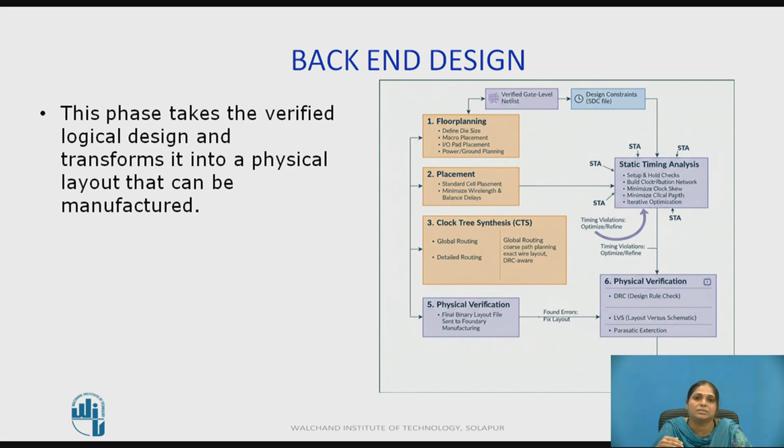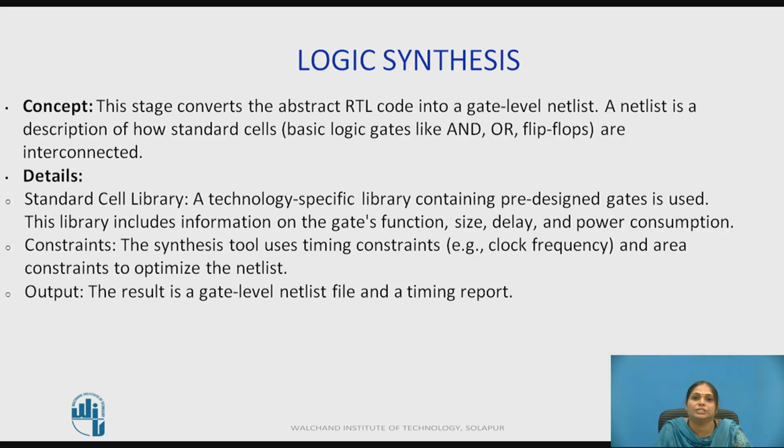So there are various stages considered in the back-end design. It may consist of floor planning, placement, clock tree synthesis, physical verification, and STA analysis, or many more. So first thing, logic synthesis. This stage converts the abstract RTL code into a gate level netlist. A netlist is a description of how standard cells like AND gates or flip-flops are interconnected.